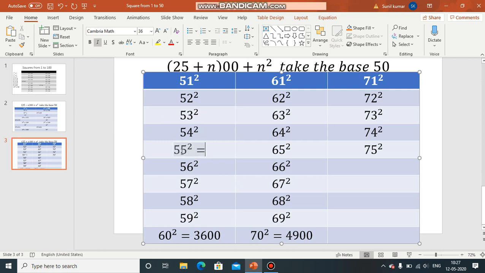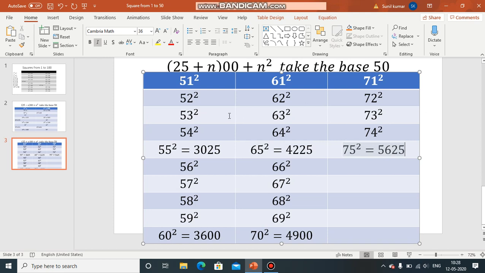70 square is 4900. Then what about this one, as I discussed yesterday, 55 square. Whenever we have a number ending with 5, the number before 5 is multiplied by the next number: 5 times 6 is 30, then 25. Same way, 65 square: 6 times the next number 7 is 42, then 25. 25 is the same, but the number at the beginning will change. 75 square: 7 times 8 is 56, then 25.